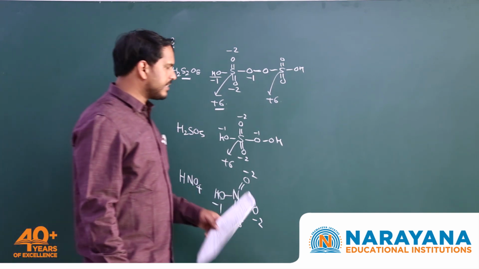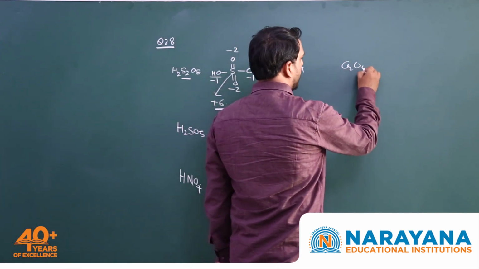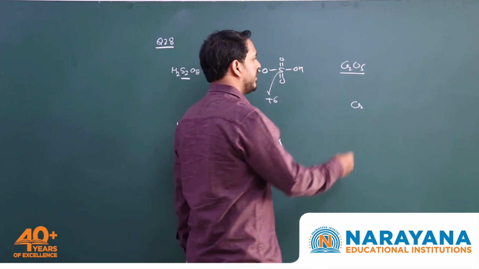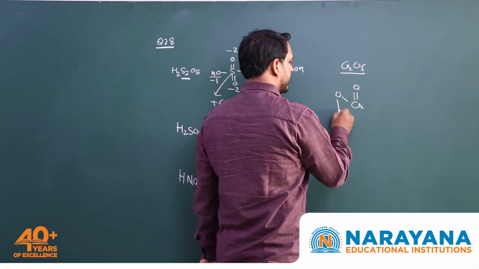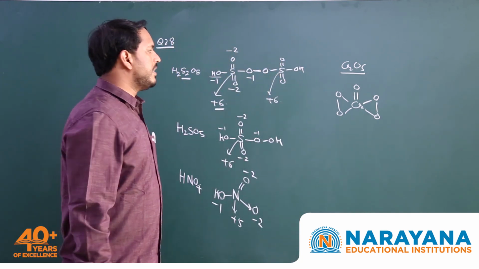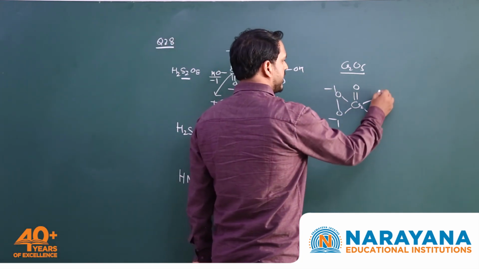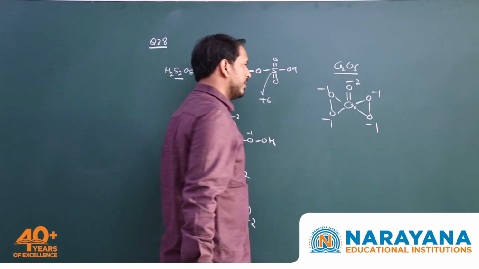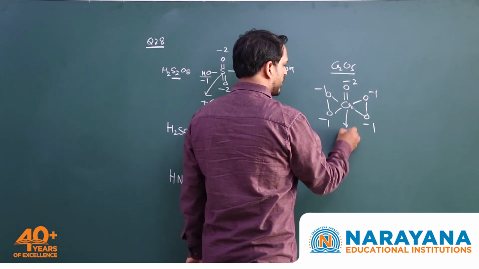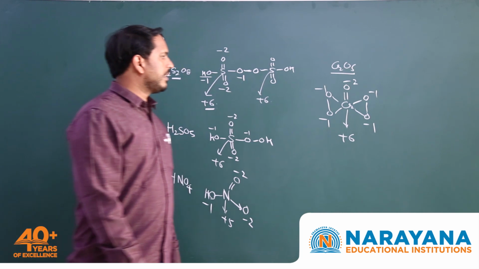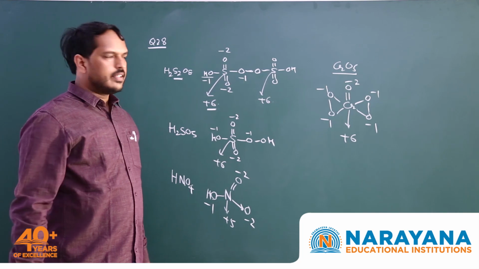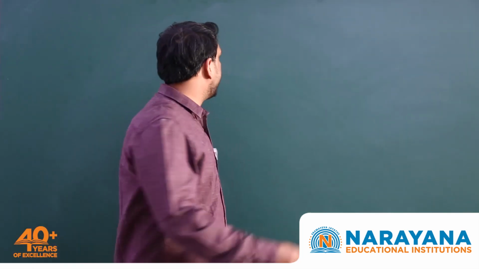The last compound is chromium pentoxide, that is CrO5. So, what is the structure here? CrO5 has 2 peroxy linkages. So, this is the structure of CrO5, butterfly structure. In this case, this is -1, -1, -1, -1, -2. Around chromium there is -6 charge. So, chromium should be +6. Hence, option A matches with these oxidation states. A is the correct answer.